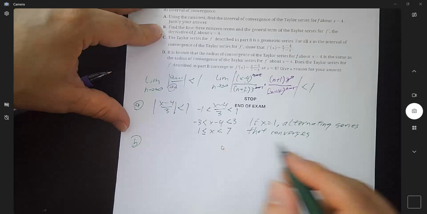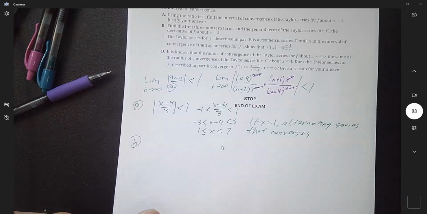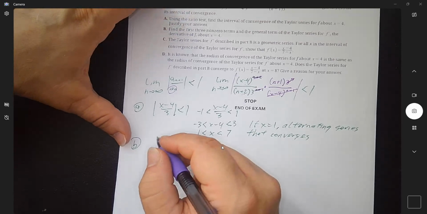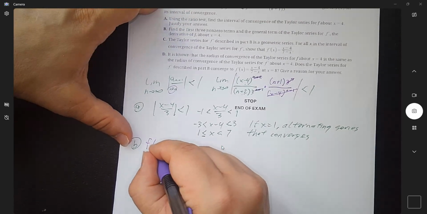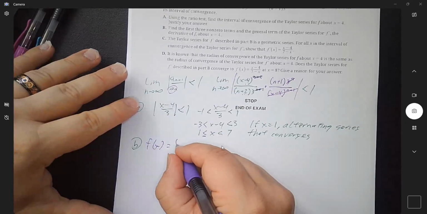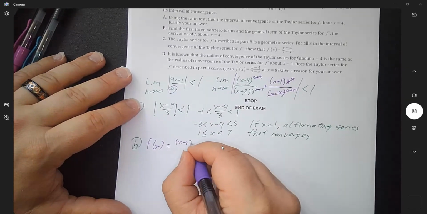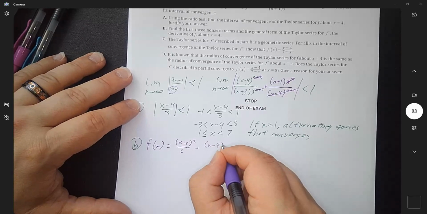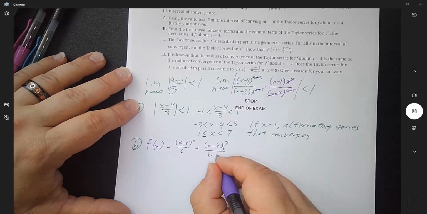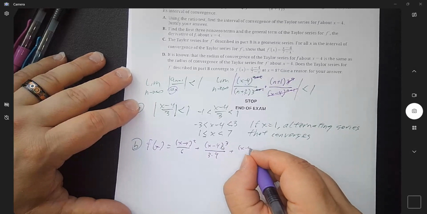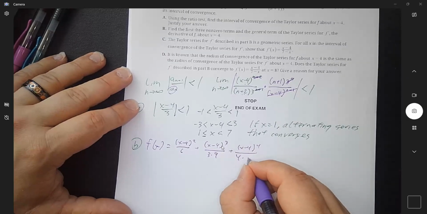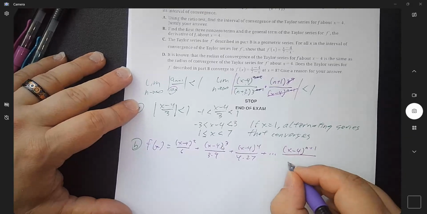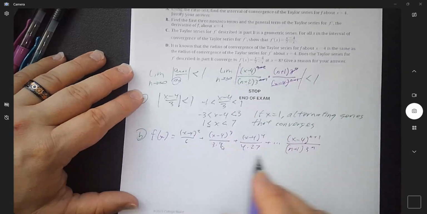Let's talk about B. Find the first 3 non-zero terms and the general term of f prime. Okay, so if f of x is x minus 4 squared over 6, and x minus 4 cubed over 3 times 9, and x minus 4 to the 4th over 4 times 27 or whatever, and then x minus 4 to the n plus 1 over n plus 1 times 3 to the n. Okay, let's take the first derivative of this.